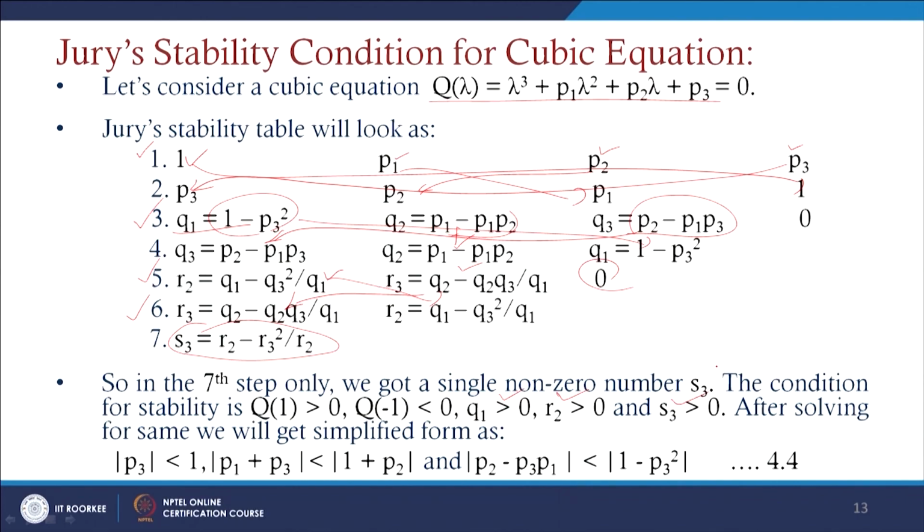After solving all these conditions, we can obtain that P3 should be less than 1, and the absolute value of P1 plus P3 should be less than the absolute value of 1 plus P2, and P2 minus P3 P1 should be less than the absolute value of 1 minus P3 square.